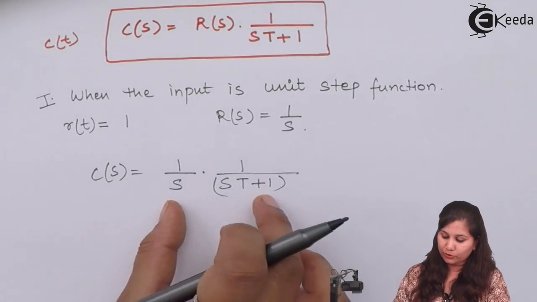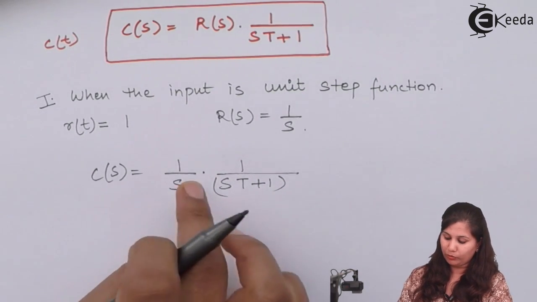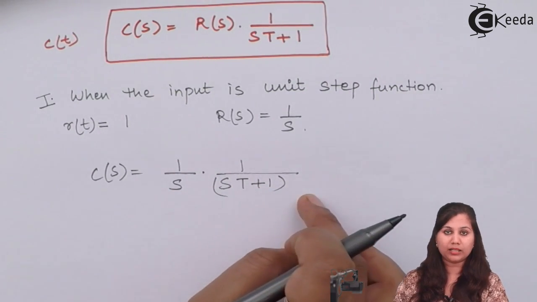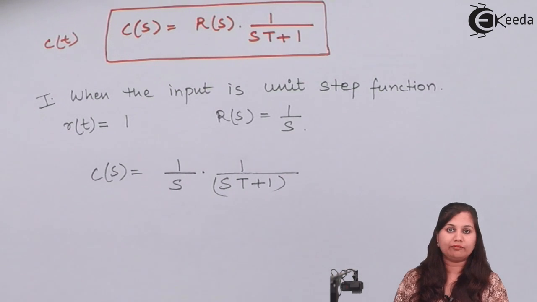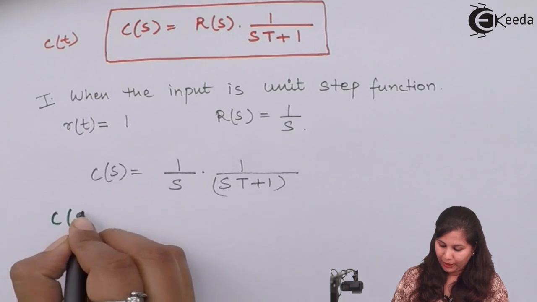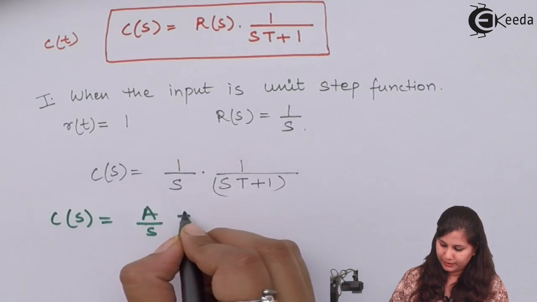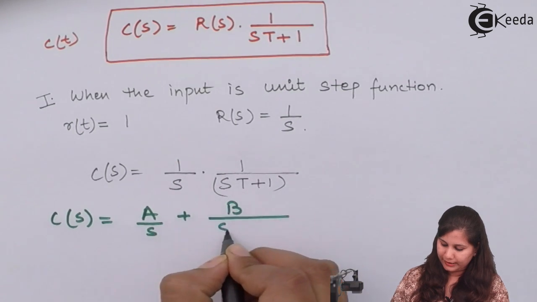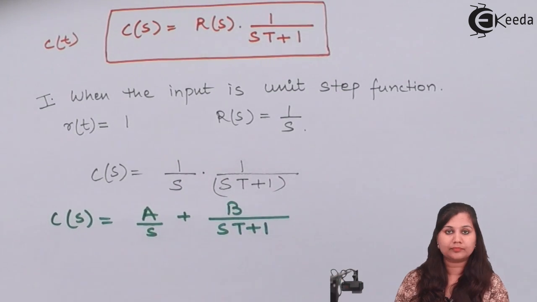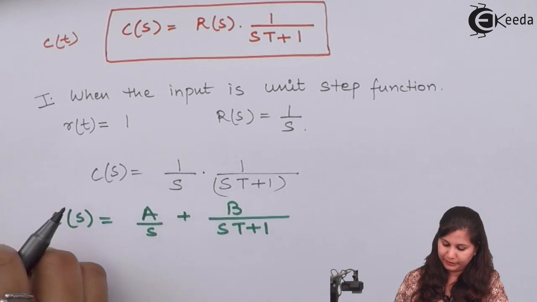Now we are going to take the partial fractions of this term, 1 upon s(sT plus 1), so that we can apply the inverse Laplace transform formulae on it. So the partial fraction will be A by s plus B upon (sT plus 1). This is how we get the partial fractions. So let's find out the values of A and B.